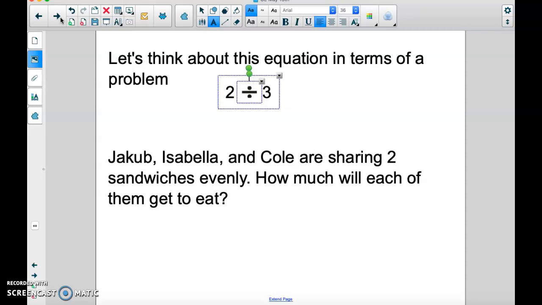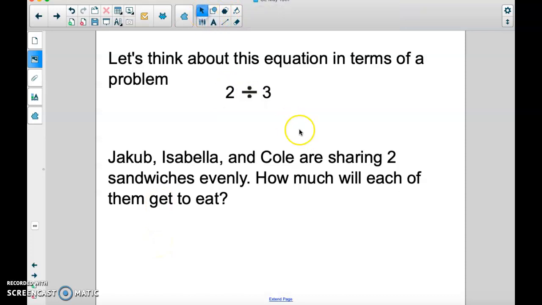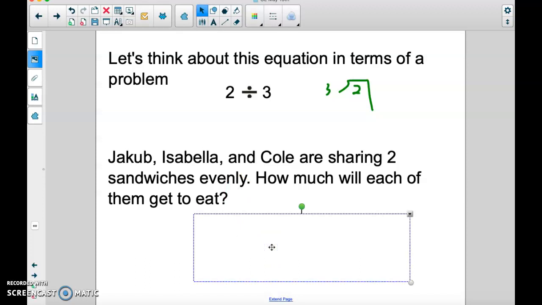So if Jacob, Isabella, and Cole are sharing 2 sandwiches evenly, how much of the sandwiches do they get to eat? All right. So that kind of makes it make more sense, right? Because if we were to just draw this out like this, and we'd have 2 and 3, then we'd be like, what the dirt? It's not making sense. So how much are we starting with?